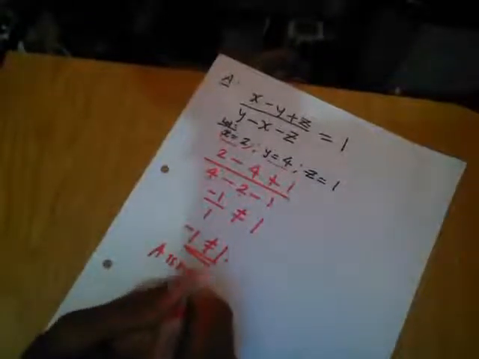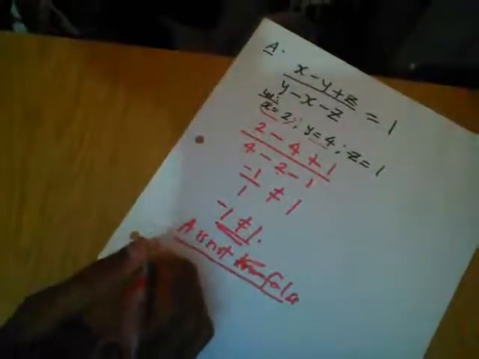A is false. Okay, let's go for B. For B, we're going to do the same game also. Which game is that?